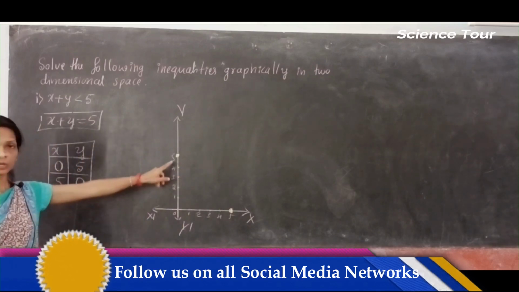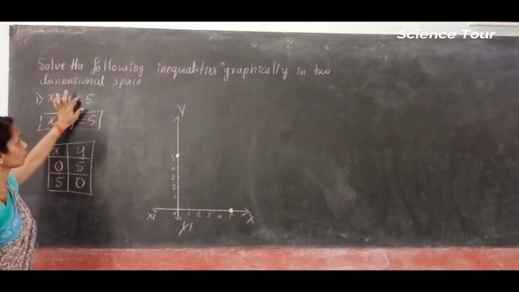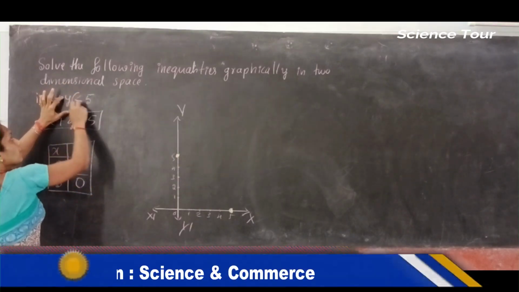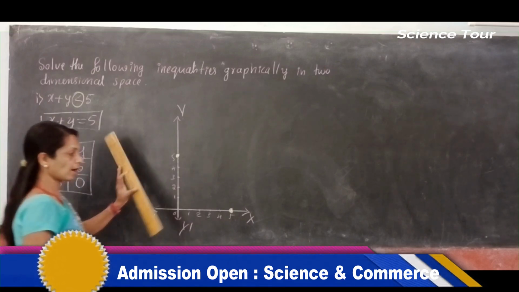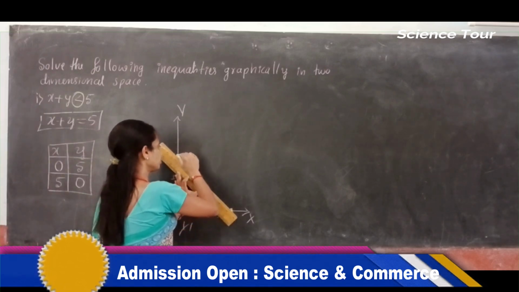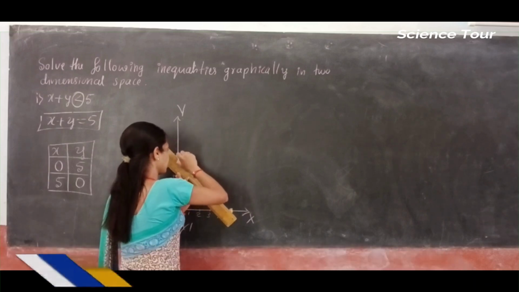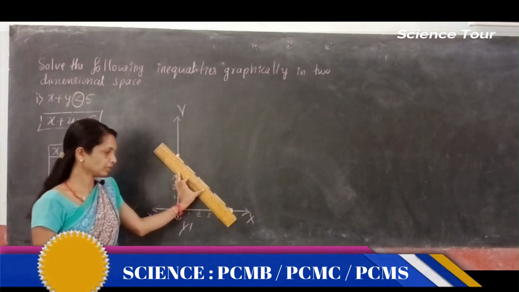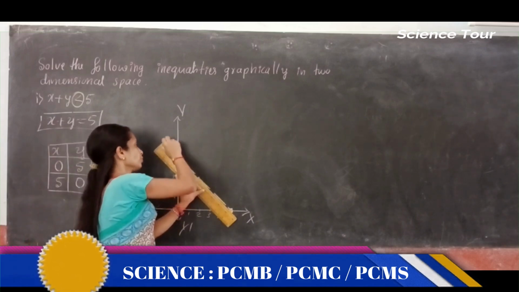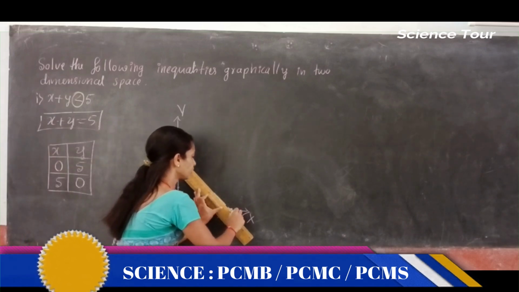But before joining those two points, just observe the inequality symbol. Is the inequality symbol a strict or slack symbol, right? If you have a strict symbol, you have to join those two points using a broken line. So use a broken line to join those two points. After that you extend that in both directions.